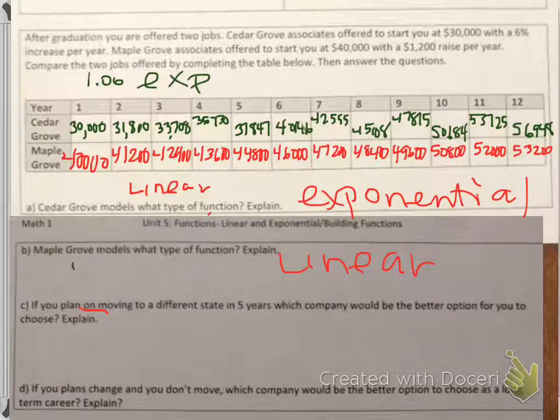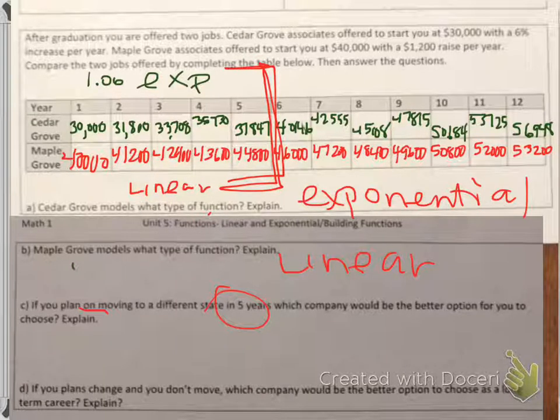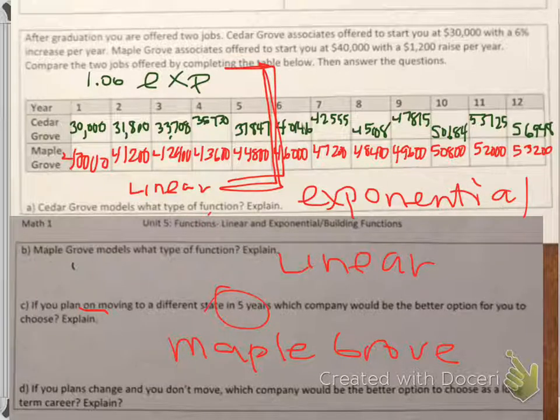C says if you plan on moving to a different state in 5 years, which company would be the better option for you to choose? So if we're going to only work for a company for 5 years, which would be to right here, it seems to me that Maple Grove would have the better income for those first 5 years. So we would want to choose Maple Grove for those first 5 years if we only planned on working for 5 years.